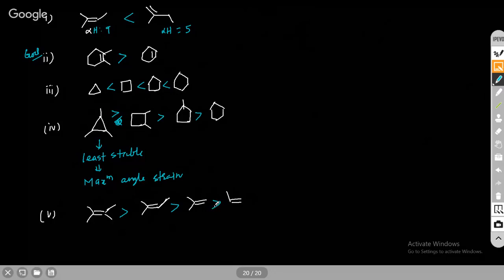Ritik, why is it DCBA, decreasing order? It's not stability, it's heat of combustion.